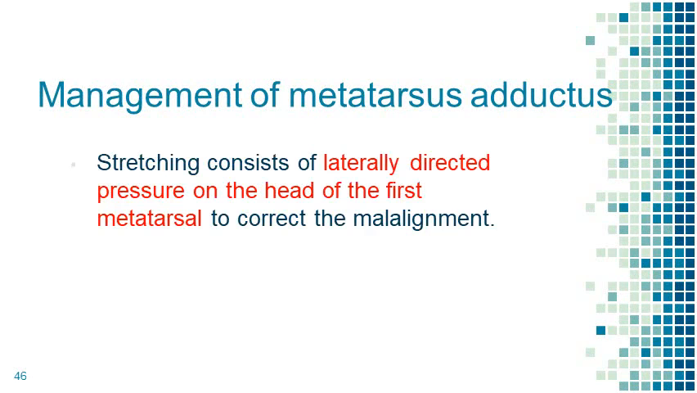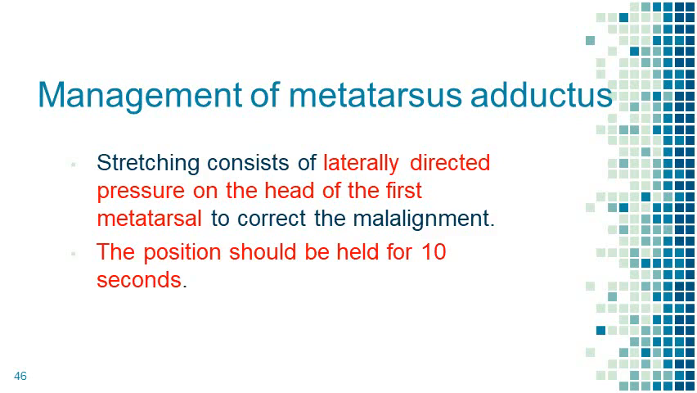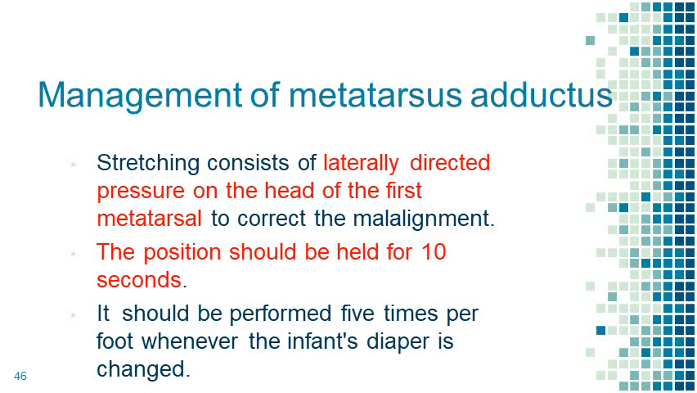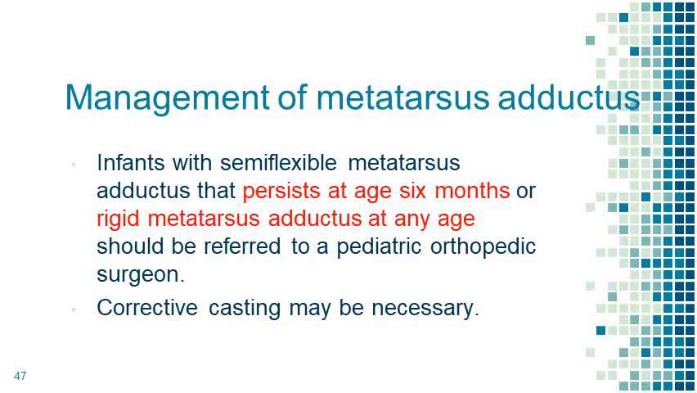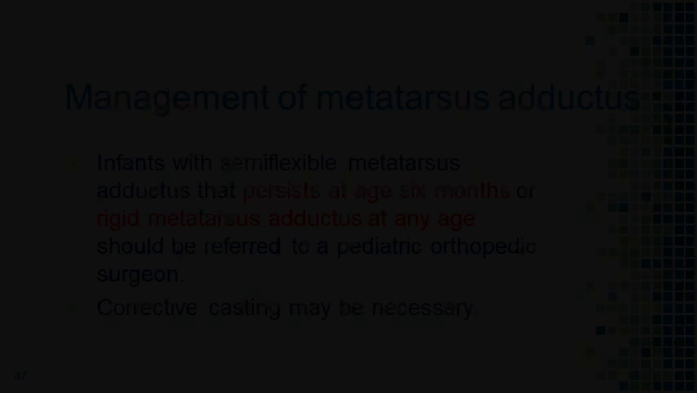Stretching consists of laterally directed pressure on the head of the first metatarsal to correct the malalignment. The position should be held for 10 seconds and it should be performed 5 times per foot whenever the infant's diaper is changed. If semi-flexible metatarsus adductus persists after 6 months of age, or rigid metatarsus adductus at any age, the child should be referred to a pediatric orthopedic surgeon. Corrective casting may be necessary.